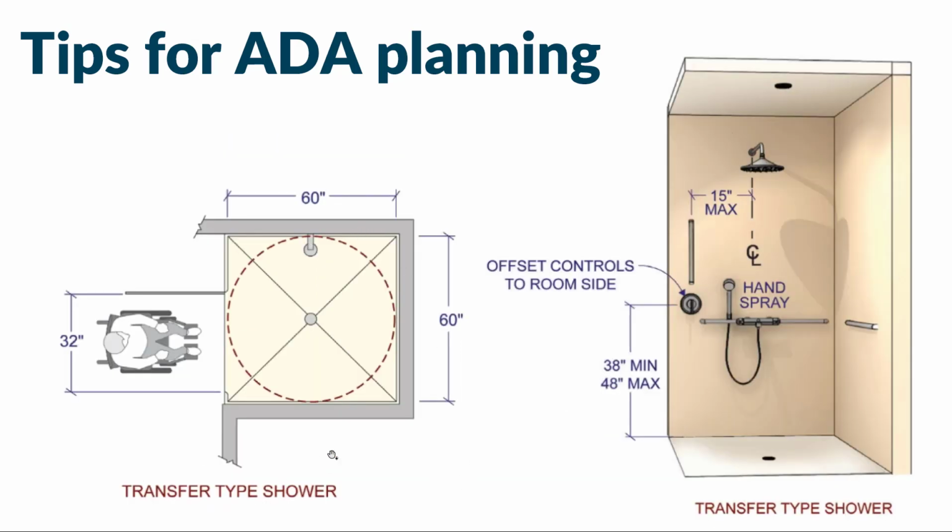Seeing that roll-in 60 by 60 space inside of the shower and what that might look like inside. Seeing that the controls for the shower are offset so that they're easily reachable. You don't have to be in the shower to reach it. And that those are at a 38 to 48-inch height. Okay.